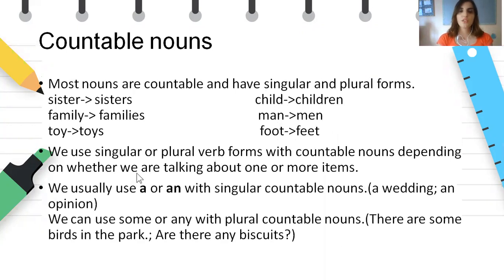We usually use a or an with singular countable nouns. For instance, a wedding or an opinion. We can use some or any with plural countable nouns. There are some birds in the park. Or, are there any biscuits?